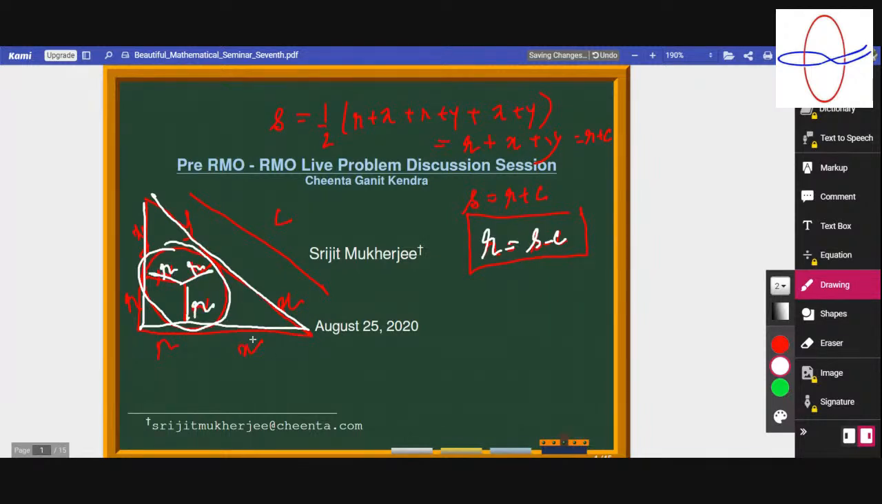And what is the in circle? That means these two are tangents, right? These two are tangents, right? And since this is 90-degree, this is a square over here. Okay, and let's call this Y. This must be Y. Let's call this X. This must be X, okay?